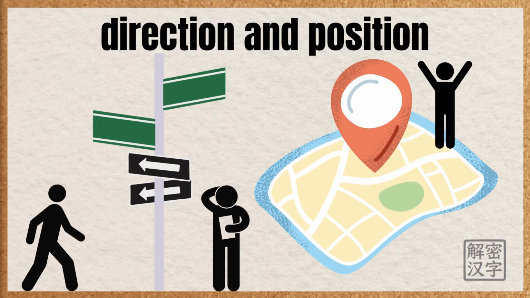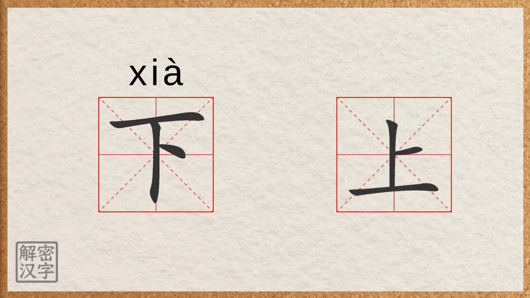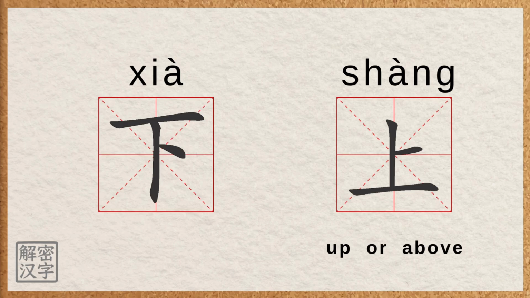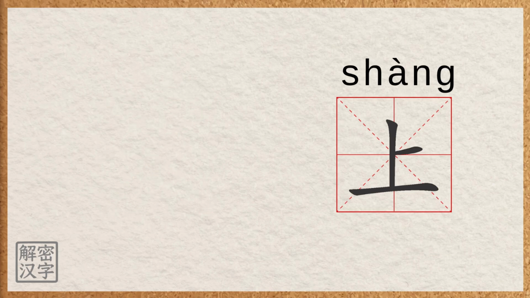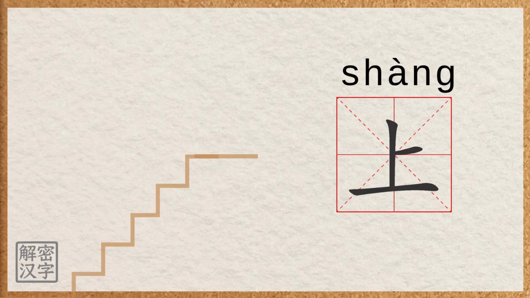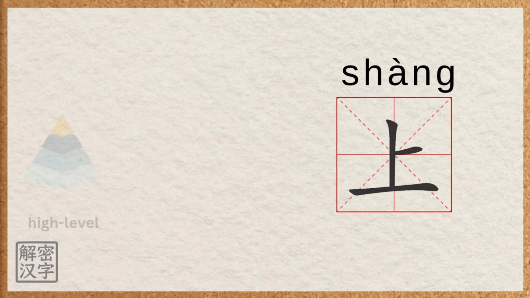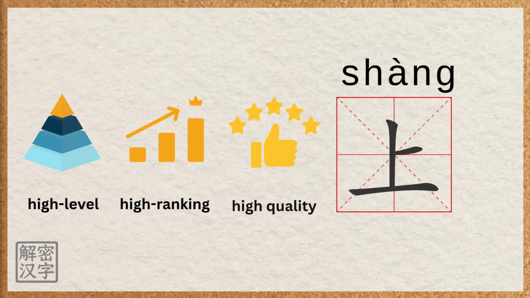Today, we will learn another Chinese character related to direction and position. Its pronunciation is xia. Do you still remember the character we learned before? It is sheng. It means up or above. It can also describe an upward movement, like going from a lower place to a higher one, and it can refer to a higher level, rank, or quality.